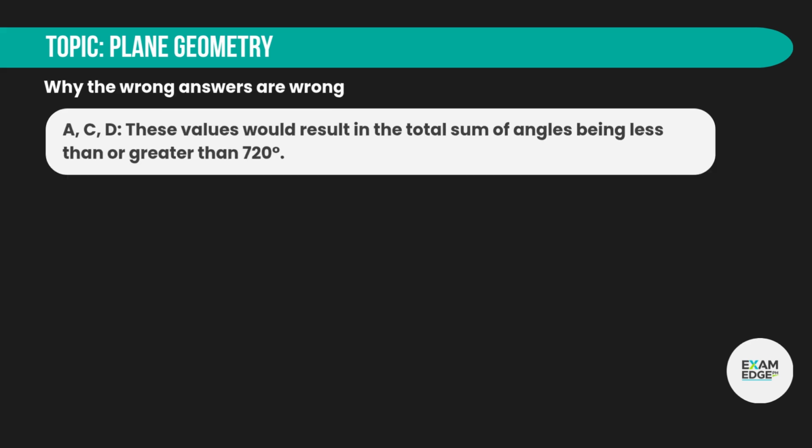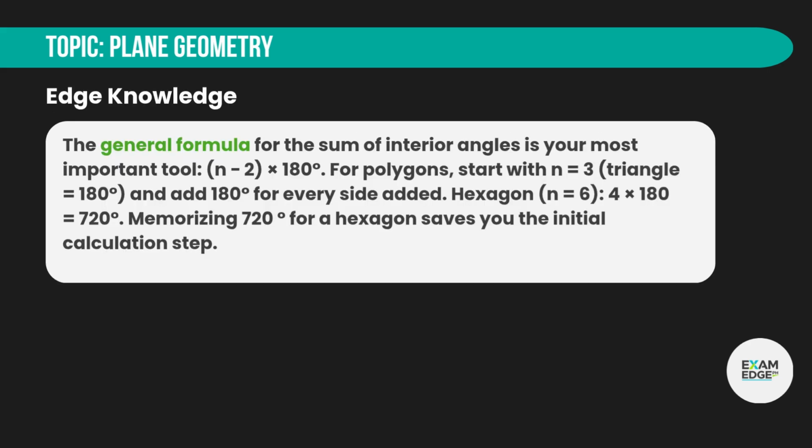Why the wrong answers are wrong. A, C, D. These values would result in the total sum of angles being less than or greater than 720 degrees. Edge knowledge. The general formula for the sum of interior angles is your most important tool: (n minus 2) times 180 degrees. For polygons, start with n equals 3, triangle equals 180 degrees, and add 180 degrees for every side added. Hexagon, n equals 6, 4 times 180 equals 720 degrees. Memorizing 720 degrees for a hexagon saves you the initial calculation step.